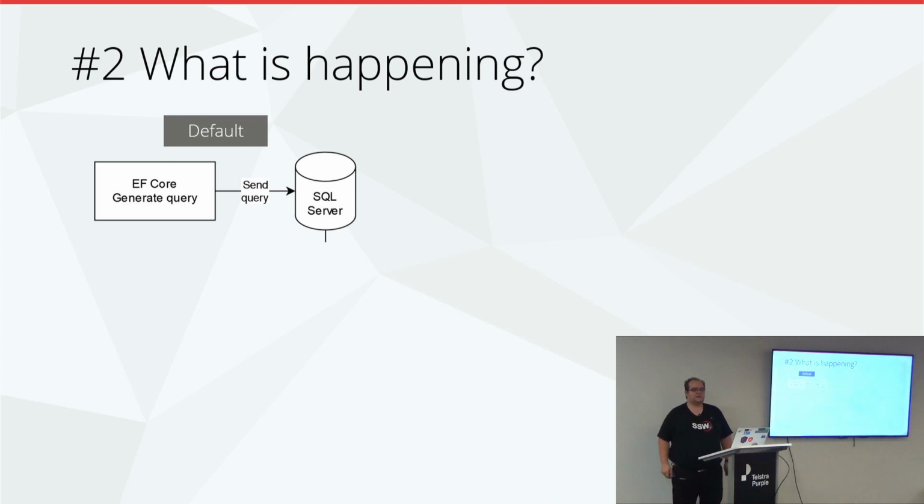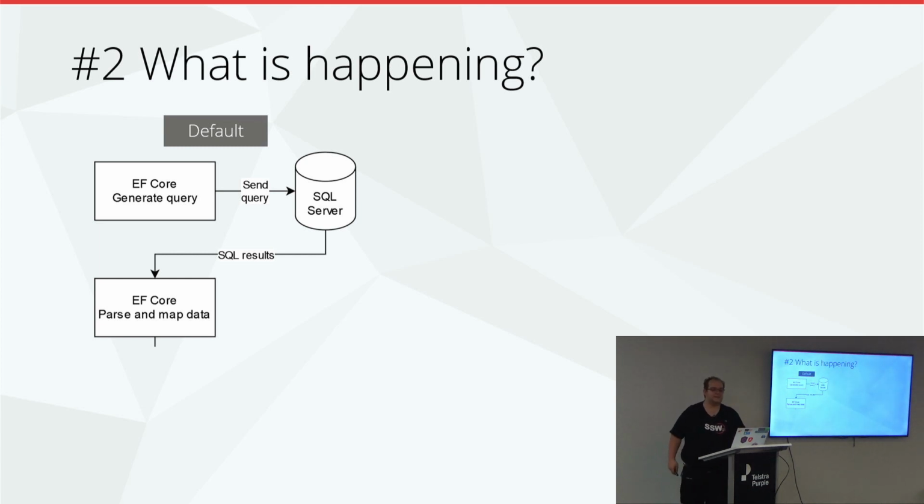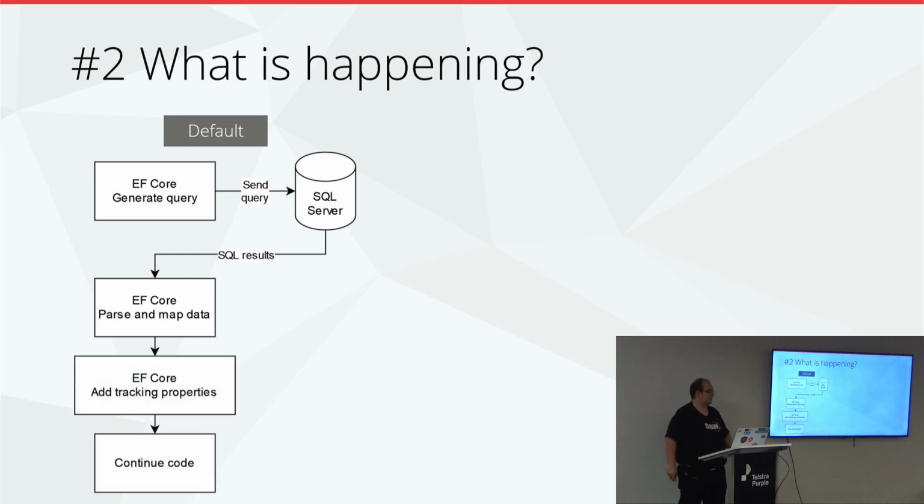Now, why would you want to do that? Well, if you look at the diagram again, here EF Core generates a query. It sends a SQL query to the SQL Server. SQL Server responds back with some data. EF Core passes the data, maps the data, and what then happens is it adds tracking properties to it, and then it continues back to your code.